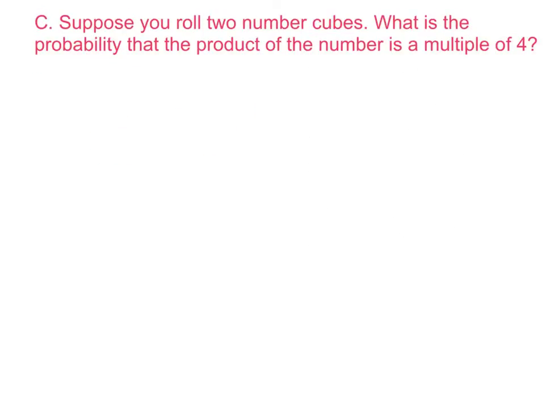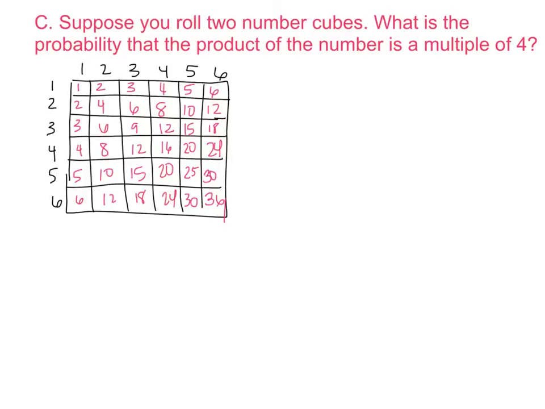So for part C, we are going to use this table again, and it says, suppose you roll 2 number cubes. What is the probability that the product of the numbers is a multiple of 4? So let's go through and circle our multiples of 4. We have 1, 2, 3, 4, 5, 6, 7, 8, 9, 10, 11.